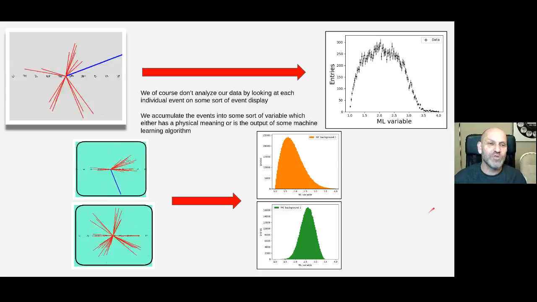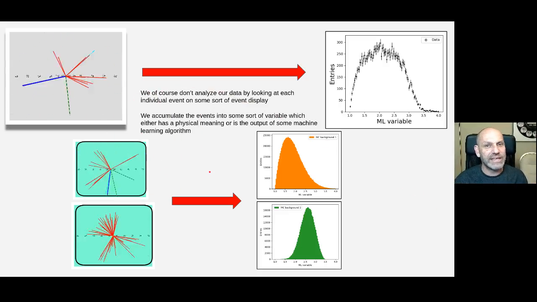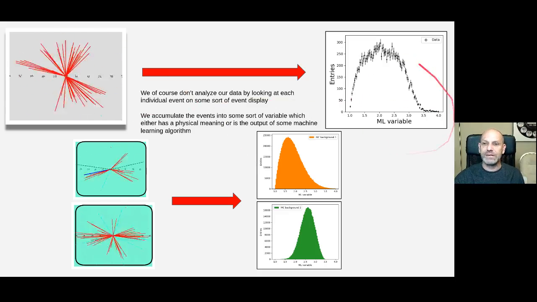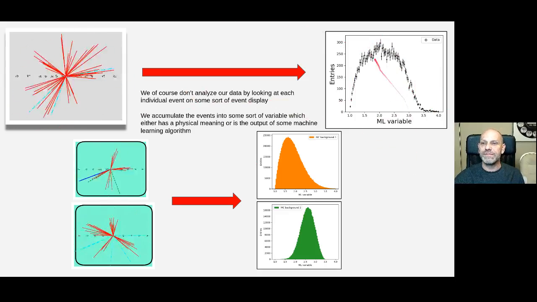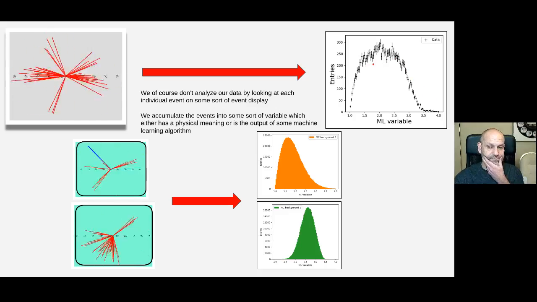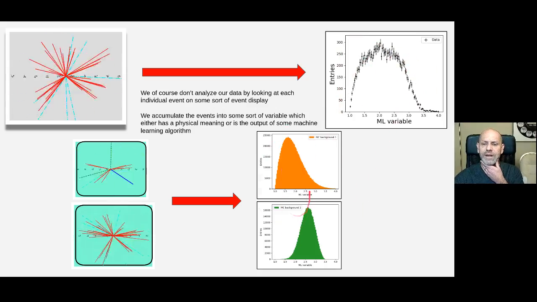So look, even though I've drawn all these great pictures, we don't really look at each event, obviously, and you probably knew that ahead of time. What we do is we find some discriminating variable, and we make some histogram. We accumulate all of these events, and we look at some distribution of them. And we can do the same for our data, as well as for our Monte Carlo backgrounds.